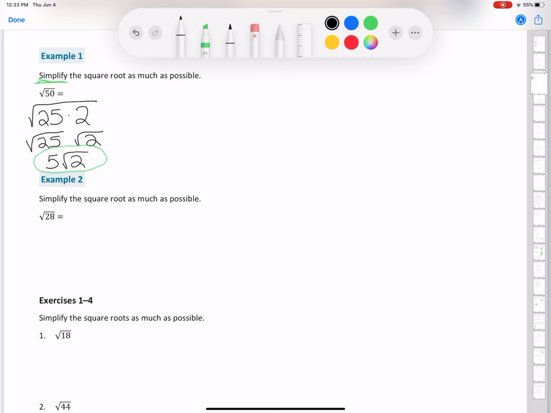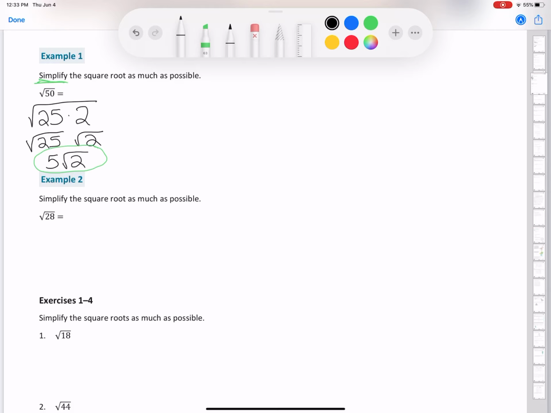If you were to put it into your calculator, you would get a rounded answer. Rounded is not the same as simplified. Rounded isn't an exact value. So to simplify any expression, you're not changing the value, you're changing the way it looks.